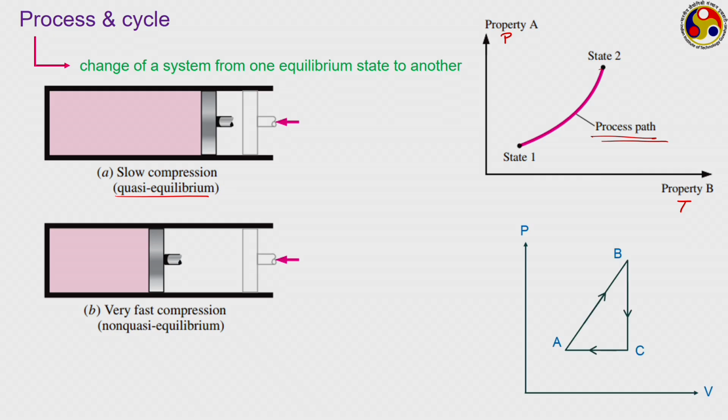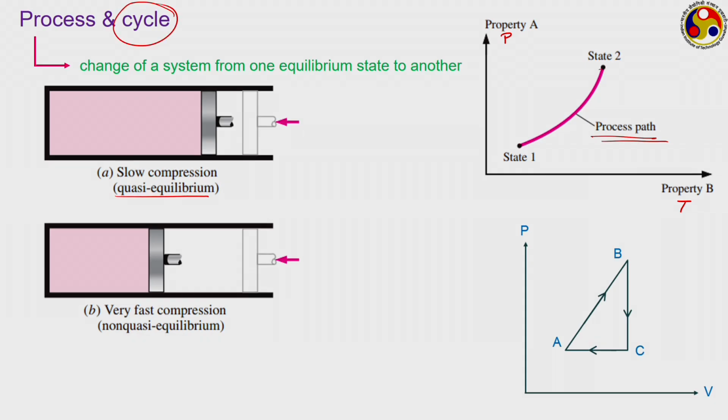And when the system goes through a series of processes such that at the end of all these processes it comes back to the initial state, then we say that the system has executed one cycle. Like shown here, the system starts at state point A, moves to state point B, then moves to state point C, and then from C comes back to state point A. Therefore, there are three processes, A to B, B to C, and C to A, and at the end of the processes the system is back to its initial state. So, we can say that it has executed one cycle.